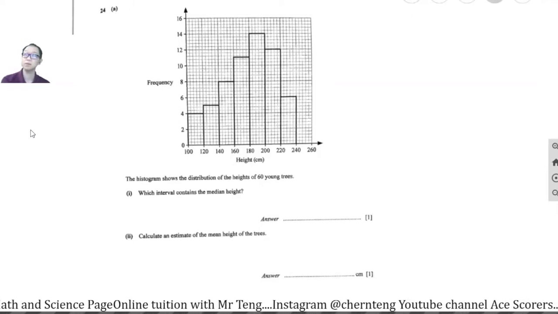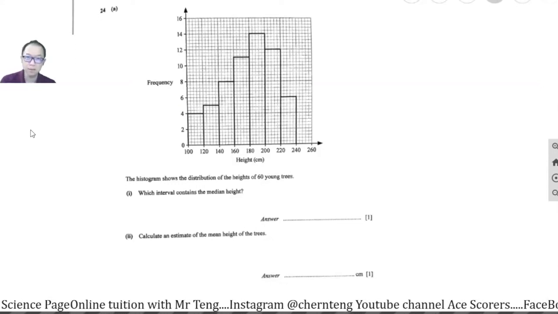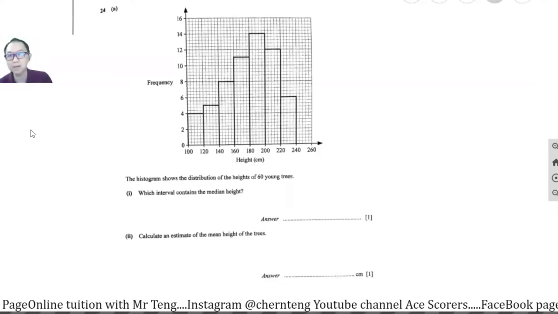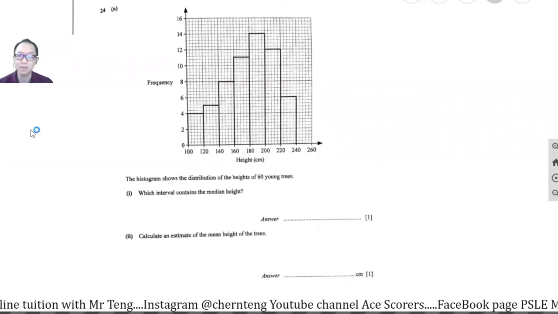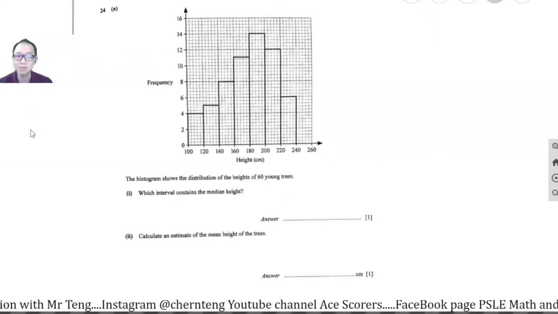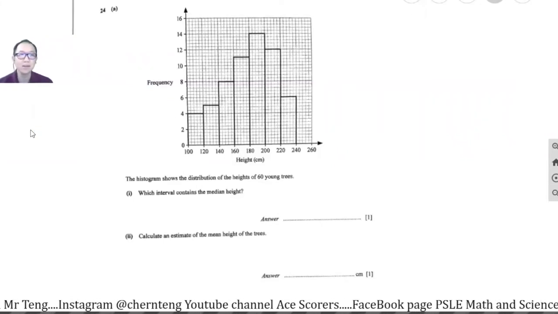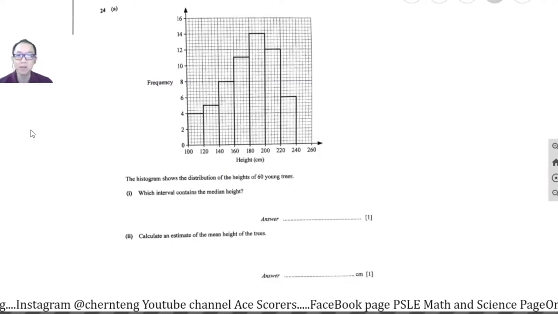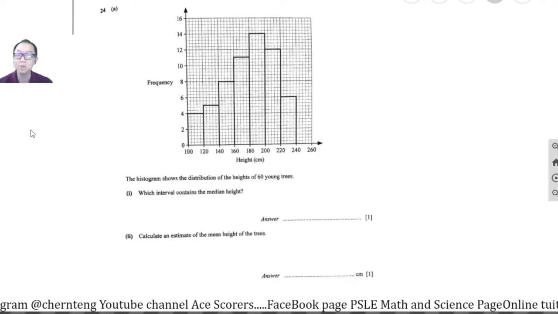You can send me your answers. Anyone? You don't need to PM, just tell me your answer. What is the interval? Which interval contains the median height? Anyone? Anybody? Airtime. You get airtime right now.